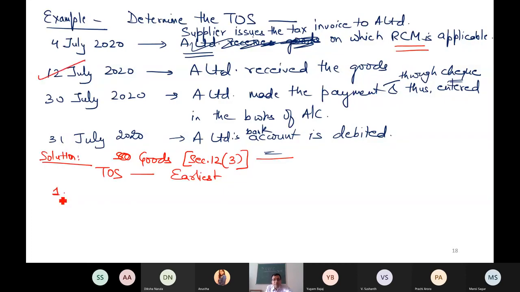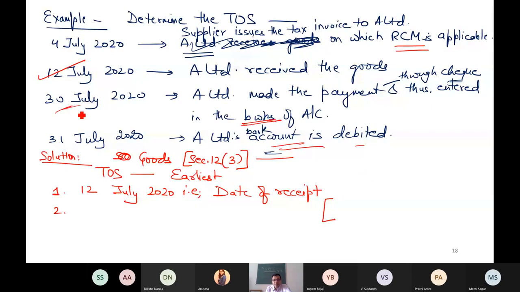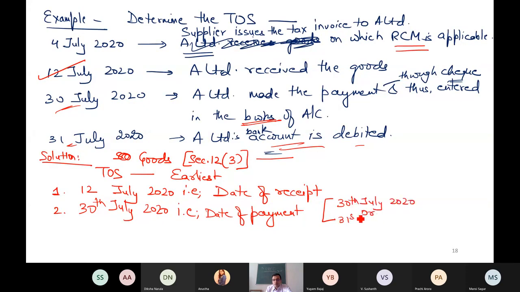When you have received the payment, not receiving the payment, actually I should say when you are making the payment as a recipient. Now for making the payment, further you have the earliest of two dates: entry in the books and amount debited. Which is earlier, 30th July or 31st July? Answer is 30th July. So I will write 30th July. Date of payment: earliest of 30th July 2020 or 31st July 2020.